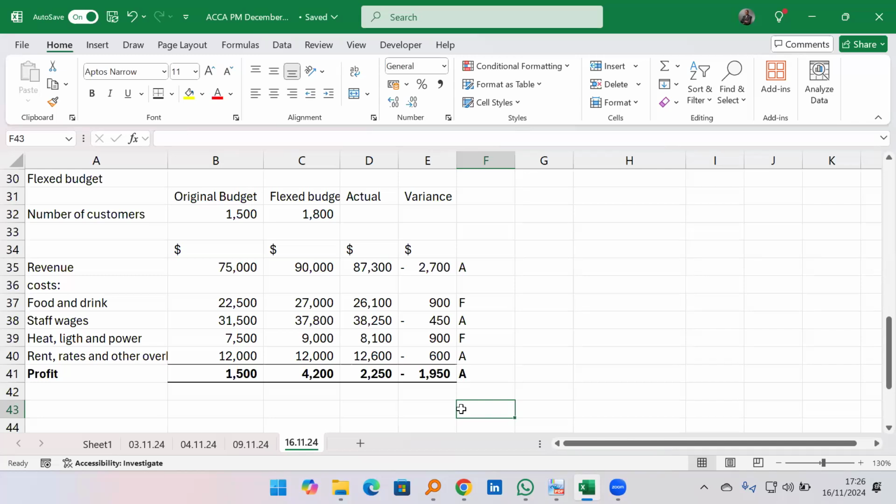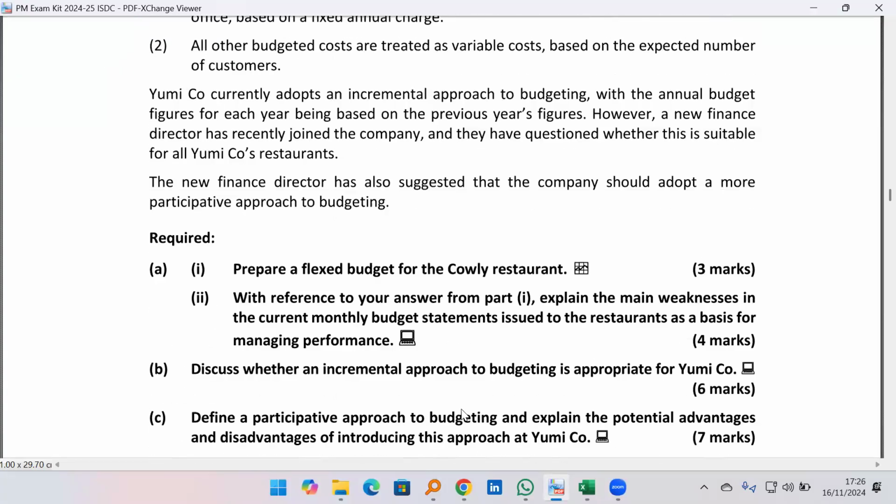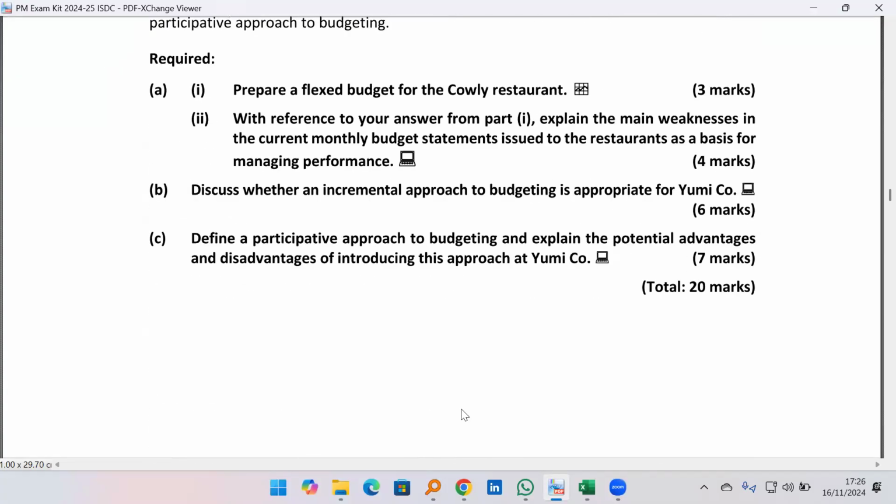Then when you go to part B, it's asking to discuss whether an incremental budget is appropriate for Yumi. Now, as I said, for you to answer this question, you need to first of all know what incremental budget is, which fortunately the question explained to us: they get last year's budget and they flex, they change it. They probably can add 2% on everything, but they just increment from the previous budget.